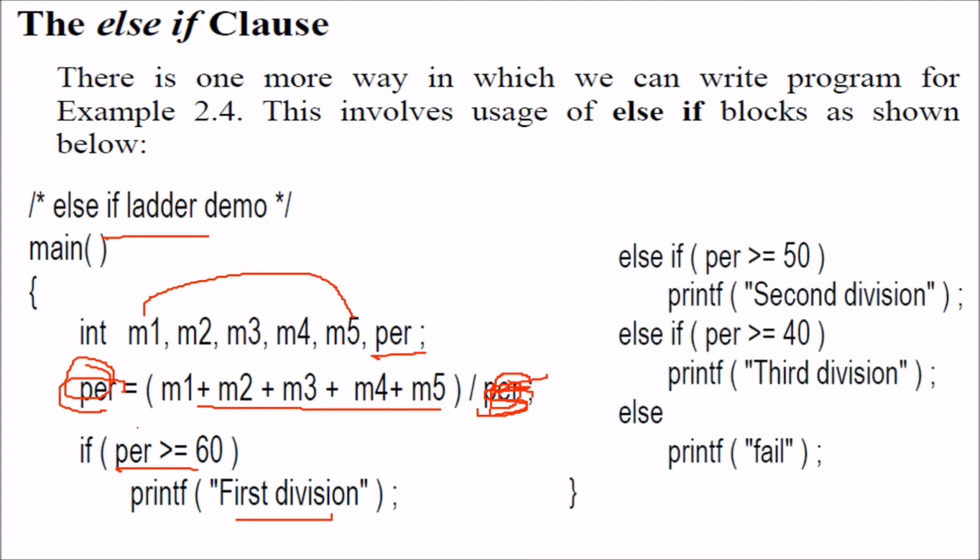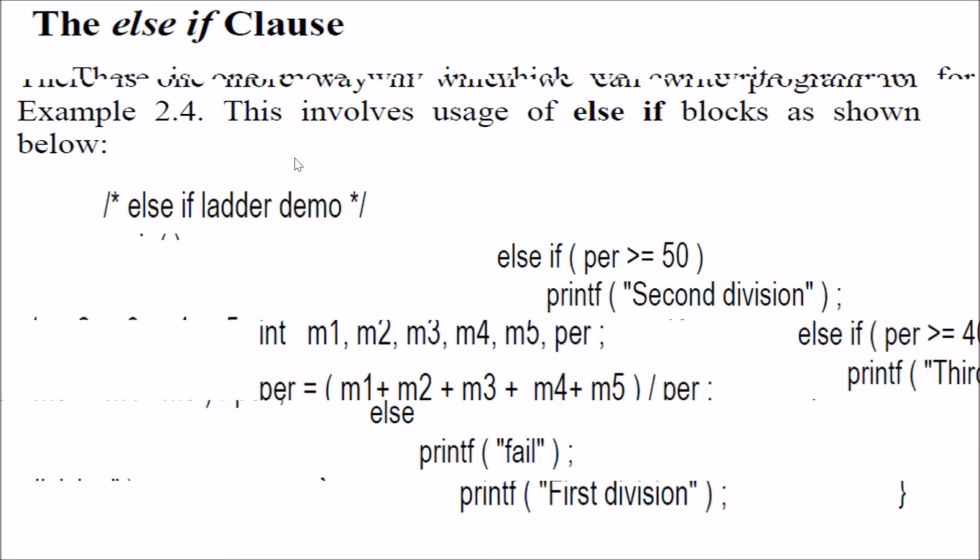Then rather than putting if then else, then again if else inside this, again if else inside this, for checking all these conditions, we can use else if. So if this is the condition, we print else if percentage greater than 50, second division, else if percentage greater than equal to 40, third division. So if this condition fails, then it goes to this else. If these both conditions fail, then it goes to this. Otherwise, if all three conditions fail, we're going to fail.